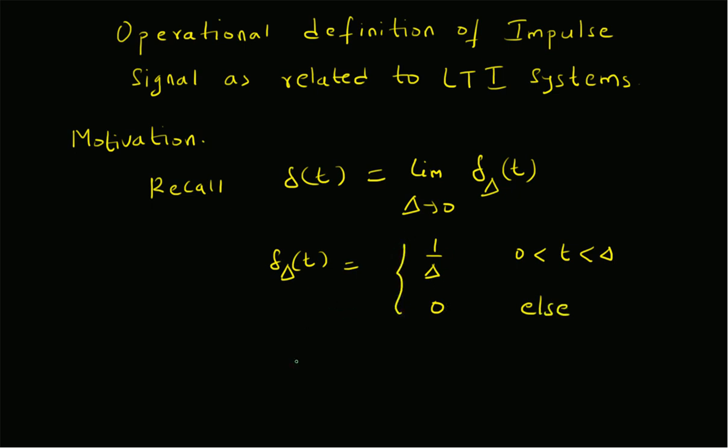But this limit based definition is not very useful for LTI systems. This definition is better for analysis of the value of the signal at a particular value of time, but it is not so useful for LTI systems. So let us look at the operational definition of the impulse signal for LTI systems.